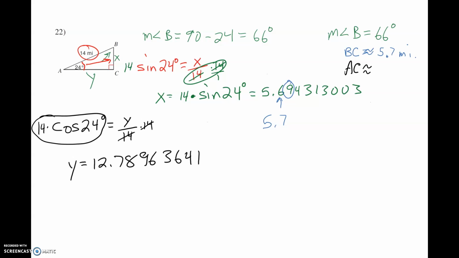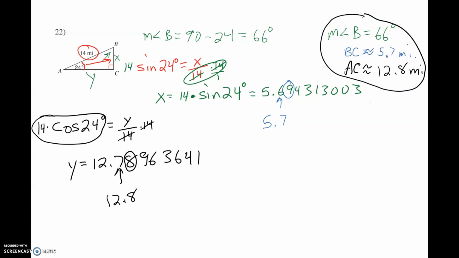Again, we have to round to the nearest tenth. Always look at the instructions. It does say round answers to the nearest tenth. And so we look here. That's a 5 or bigger, so I bump that up. So I say that it's going to be approximately 12.8. So AC is approximately 12.8 miles. And there's my answer. So the answer is going to be all three of these, and make sure that you show work.